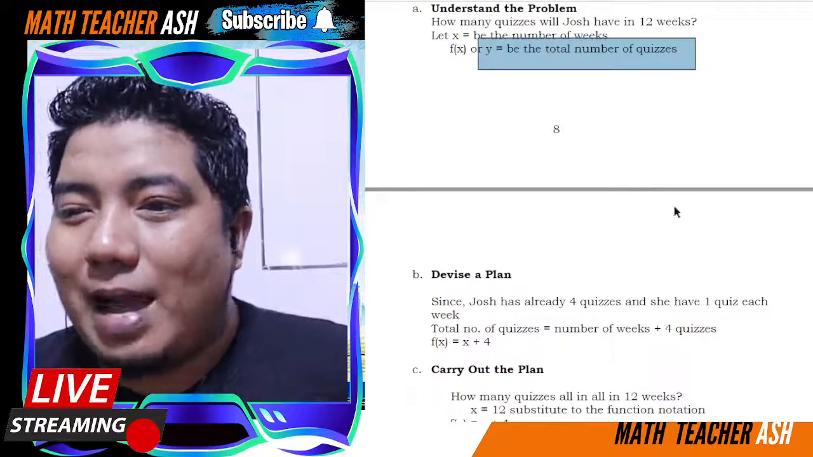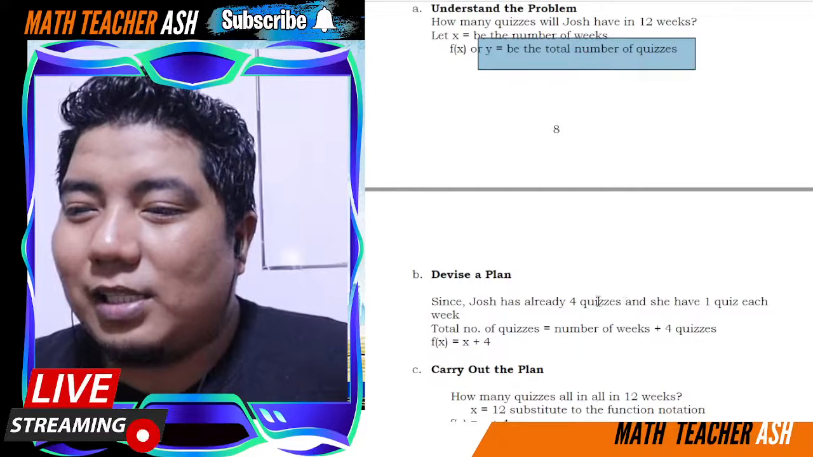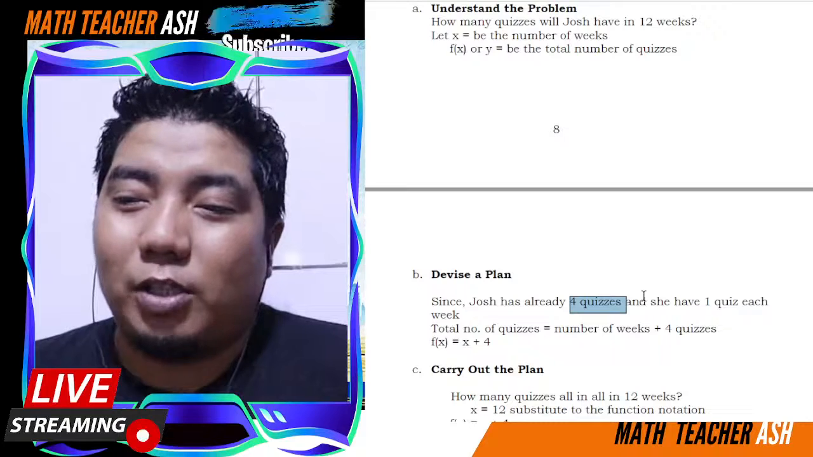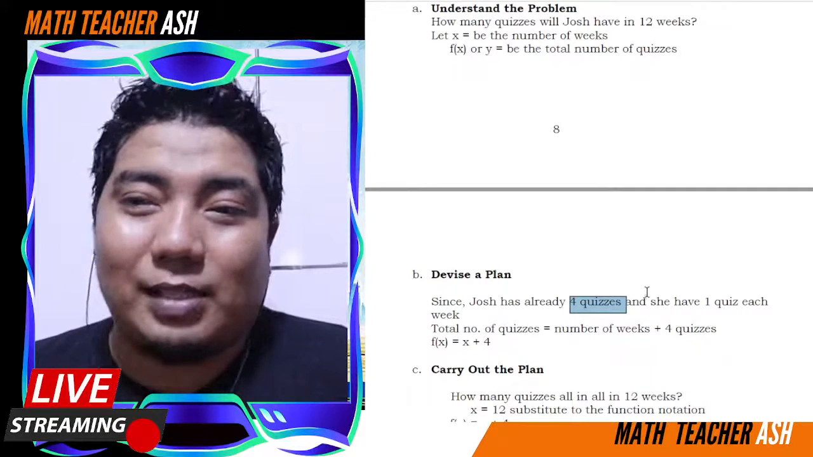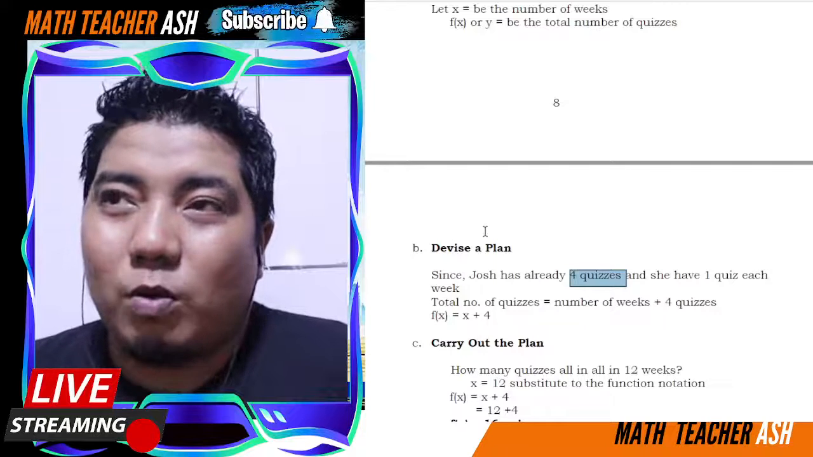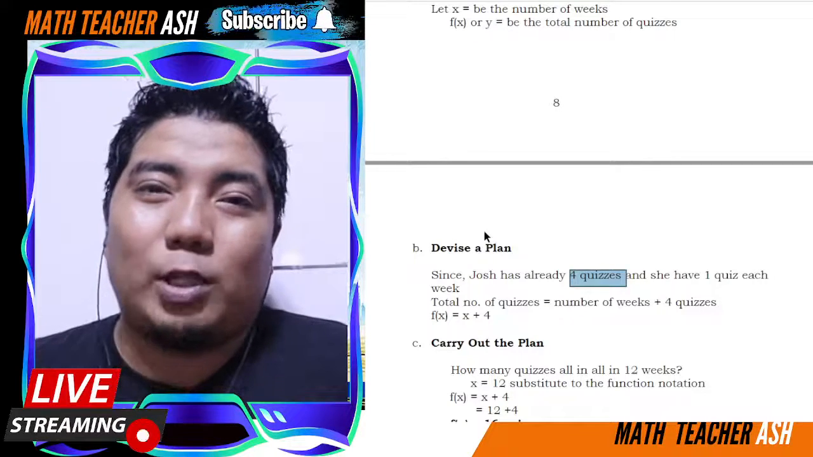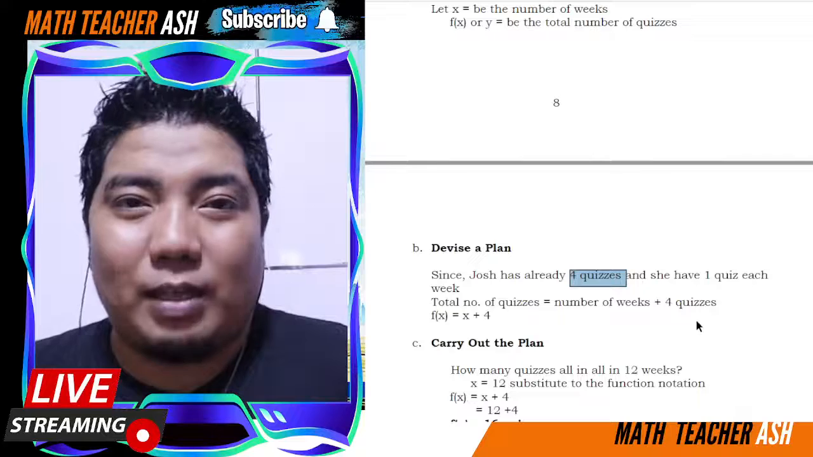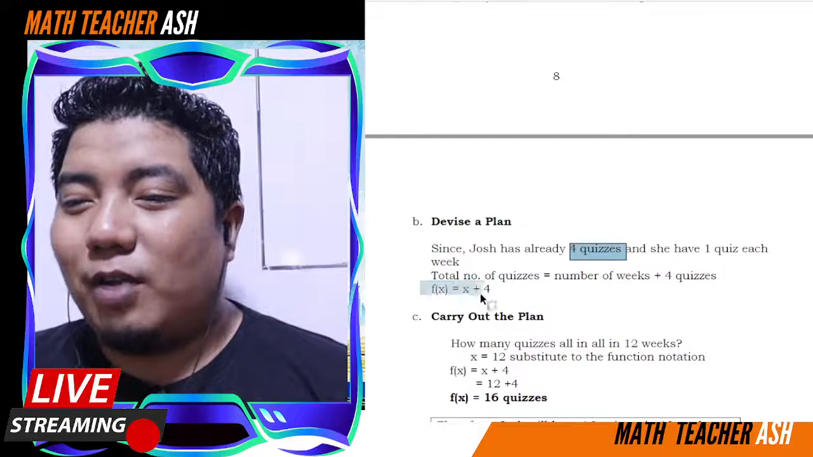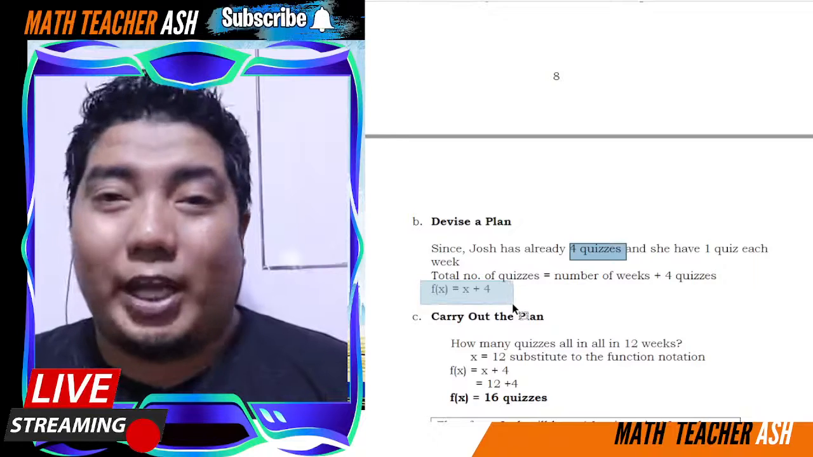Now, devise a plan. So, ito na yon. So, since si Josh meron ng 4 quizzes na nakuha niya last quarter, so magpa-plus 4 na tayo. Depende sa number of weeks. And let x be the number of weeks. So, therefore, kung ano mang weeks ang pinag-uusapan, let's say 2 weeks, so 2 plus 4 parati. Kasi yung 4, nandun na yun. Okay? So, our formula for now is f of x is equal to x plus 4.